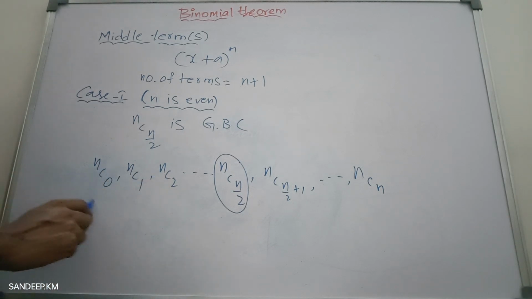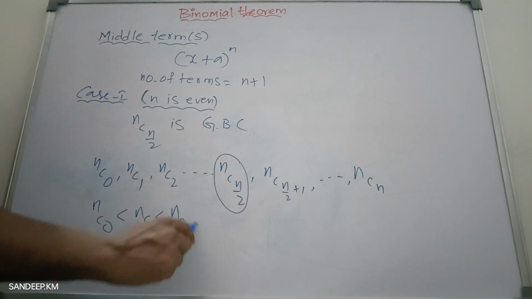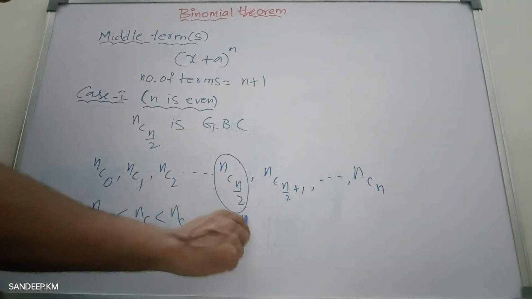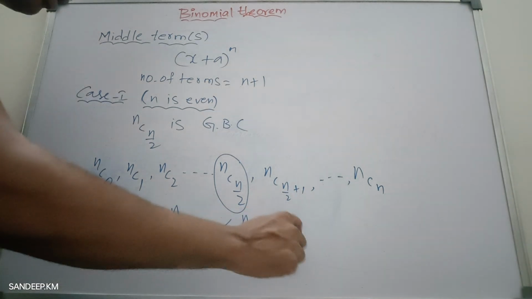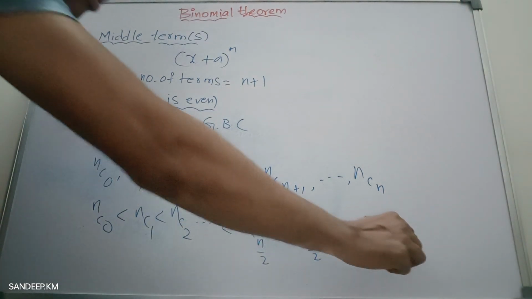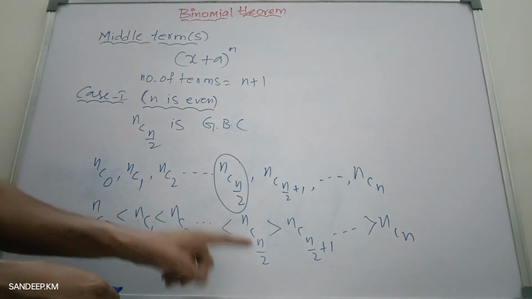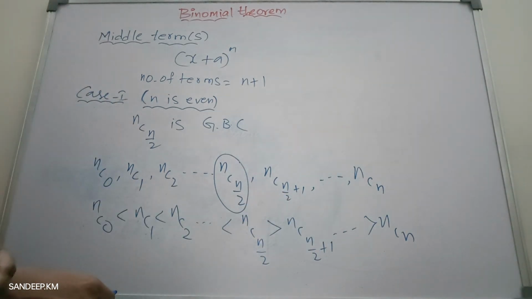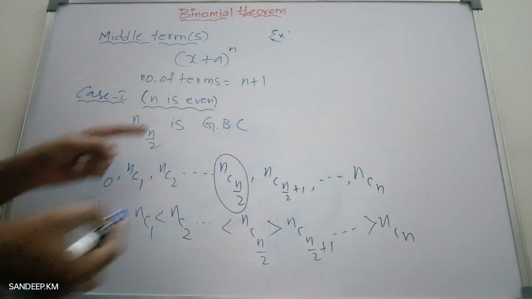So we can say that nC0 is less than nC1, which is less than nC2 and so on, less than nC(n/2), and this will be again greater than the next one, nC(n/2 + 1), and so on, greater than nCn. So out of all these binomial coefficients, nC(n/2) is the greatest binomial coefficient. Got it? If you want an example, let us take a simple example, and remember n is even.